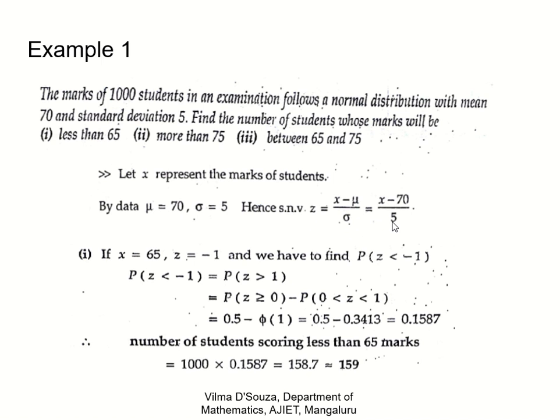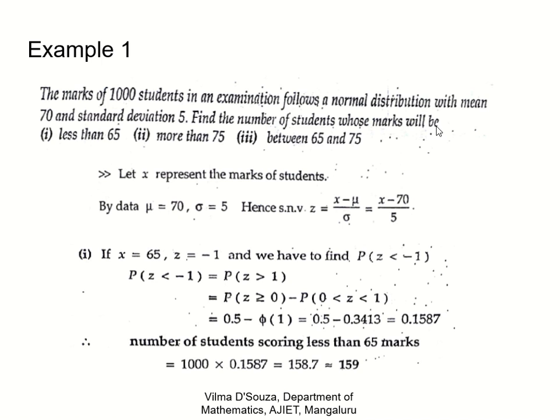Now, what are we required to find? What is the first question? Find the number of students whose marks will be less than 65. That is, you have to find P of X less than 65. So when X is equal to 65, convert that to Z. Z is (65 minus 70) by 5, that will be minus 5 by 5, or minus 1. When X is equal to 65, you get Z is equal to minus 1.